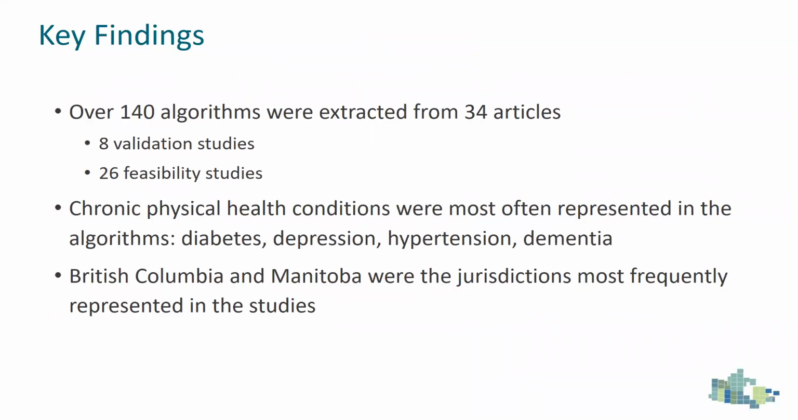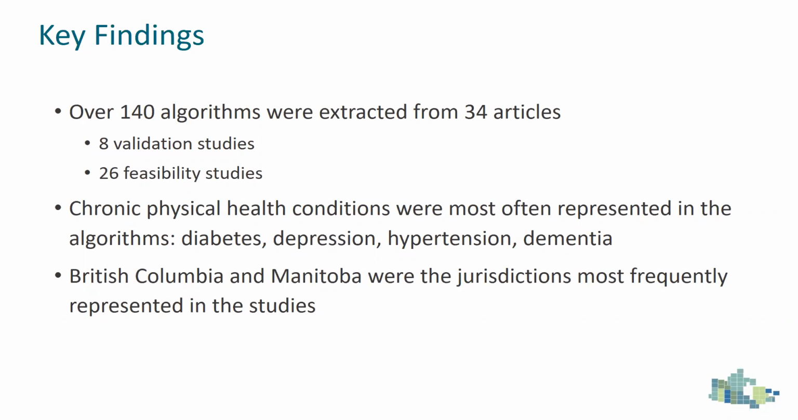Through our first phase of looking at the published literature that focused on acute and chronic health conditions, we identified a total of 34 articles up until 2019. 8 of these specifically were validation studies that looked at the accuracy of algorithms around chronic and acute health conditions across multiple jurisdictions. And another 26 were feasibility studies that focused on looking at the face validity and the ability to implement algorithms across 2 or more jurisdictions.